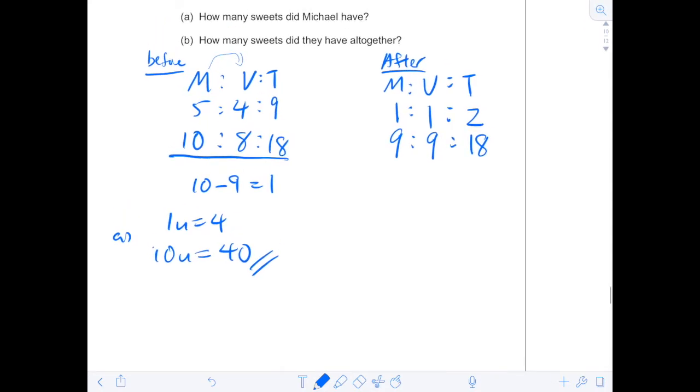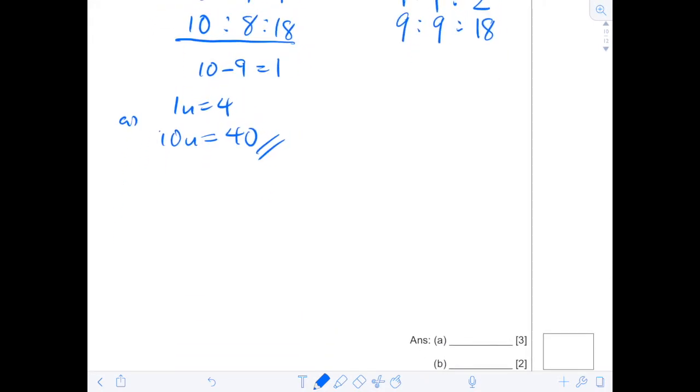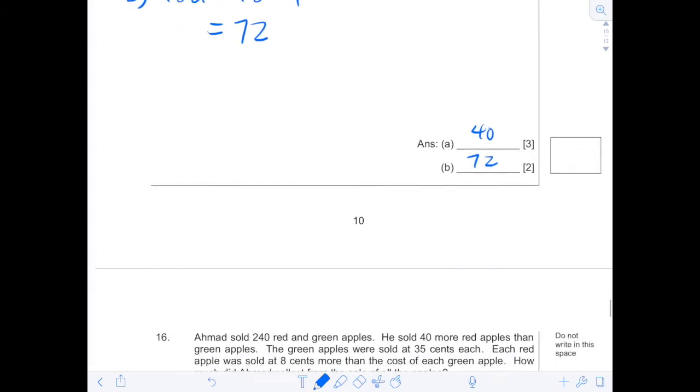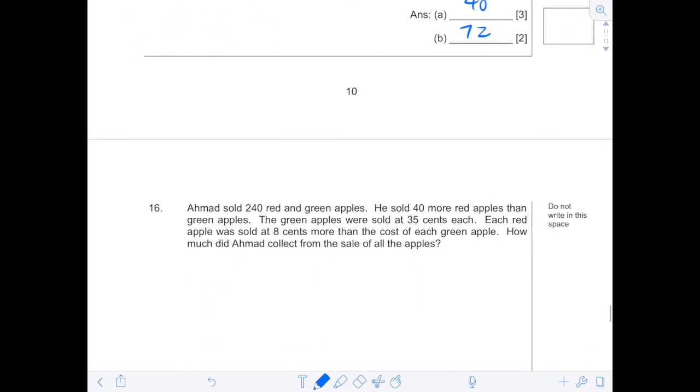Now part B, how many sweets did they have altogether? Altogether they had 18 units. So 18 units will be equals to 18 times 4 sweets. You get 72. Alright, so here is 40, 72. Now please remember to draw your model. To write your final statements.